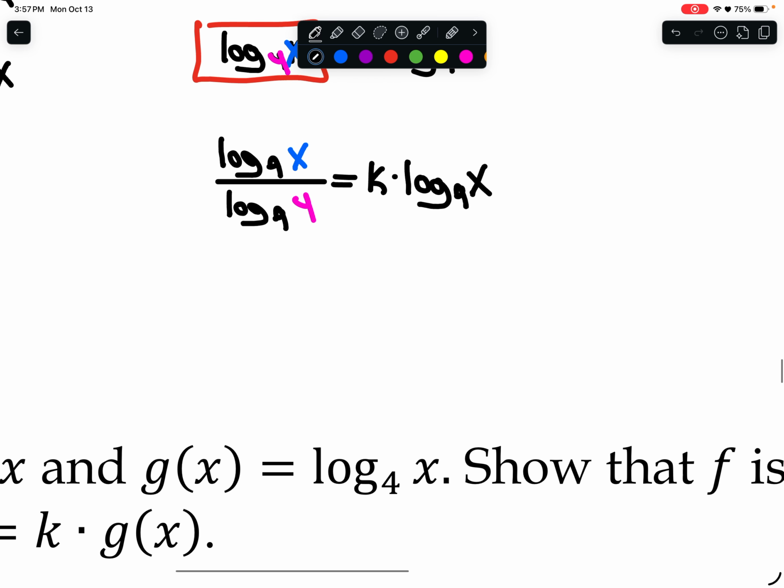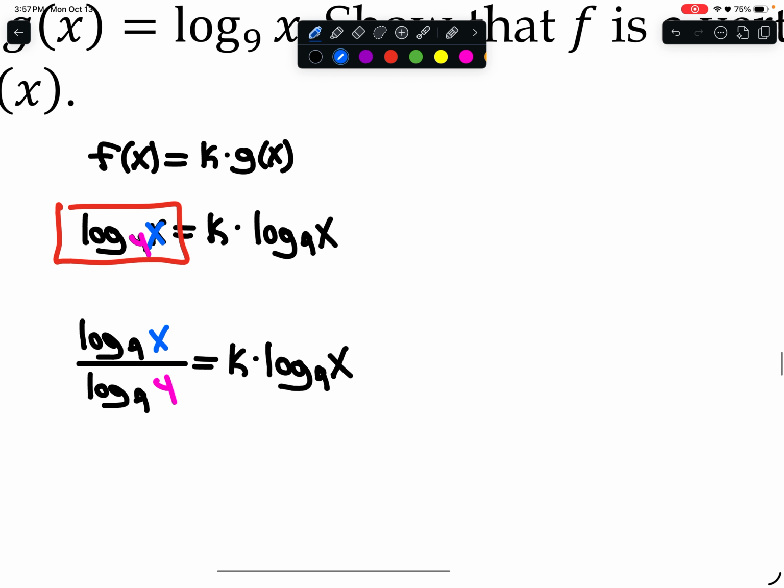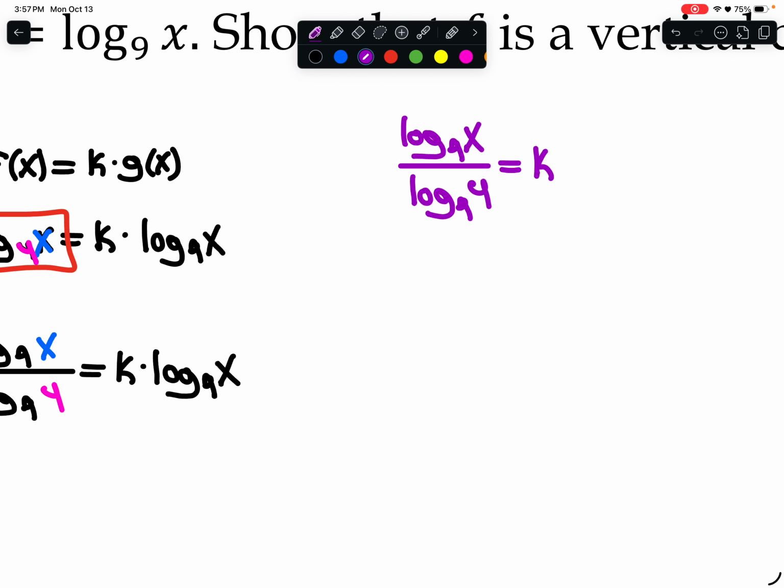So I'm going to rewrite this. So I've got log base 9 of x over log base 9 of 4, and that's going to be equal to k times log base 9 of x. Now remember, what we're ultimately solving for is this k value. So I need to get rid of that log base 9 of x.